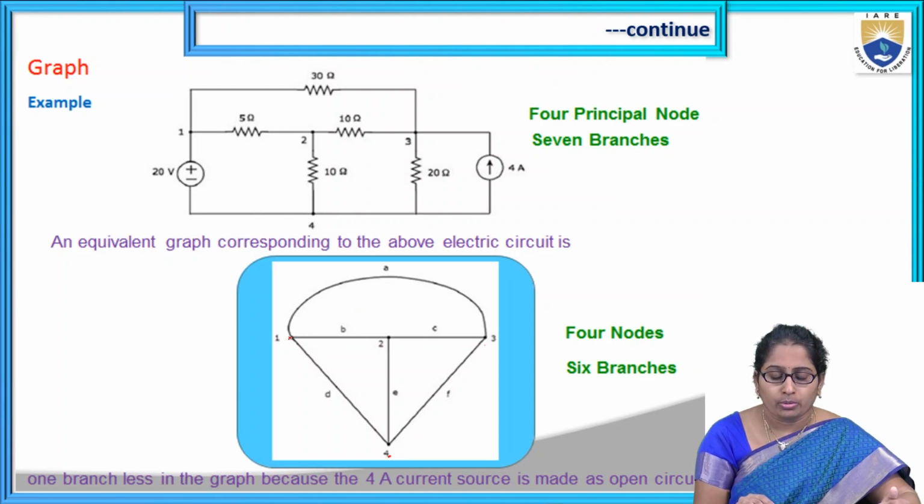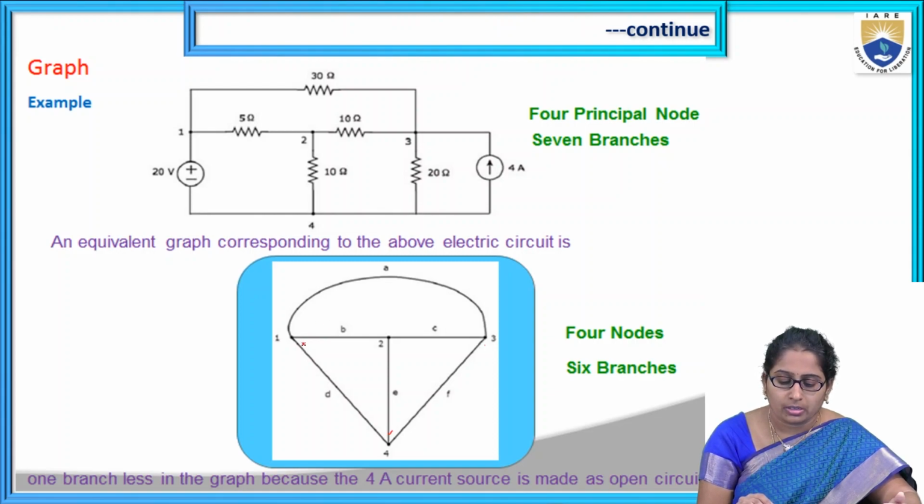So start from node 1. At node 1, what are the elements connected? From node 1 to node 2, one element is there, 5 ohm, and node 1 to node 4 a voltage source is there, and node 1 to node 3 a 30 ohm is there. So the 3 elements, one voltage source and 2 resistors, are replaced with a short circuit. You can see this is one line from node 1 to 3, this is one more line segment from 1 to 2, and node 1 to 4 is the third line segment.